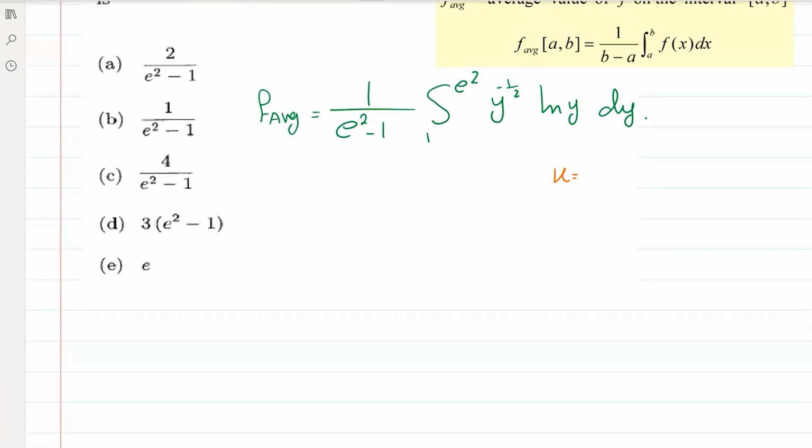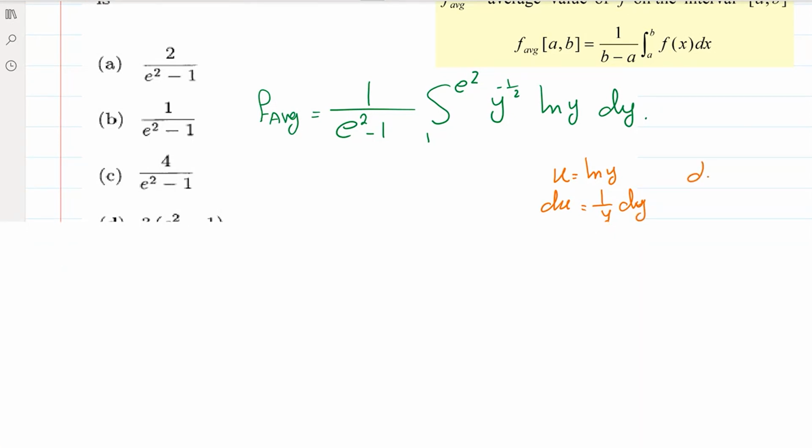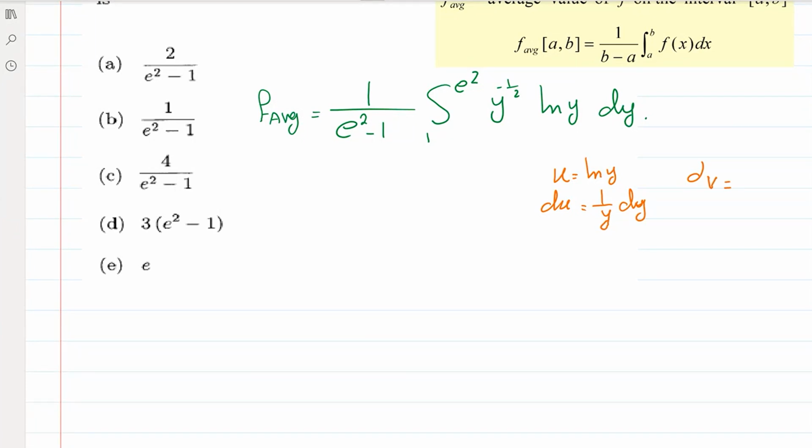Actually, I integrate the first one, which is root y, multiplied by ln y, minus integration. So you suppose that u is ln y? Yes. And du will be 1 over y dy. And dv, you suppose it to be what? Y to the power minus half dy.